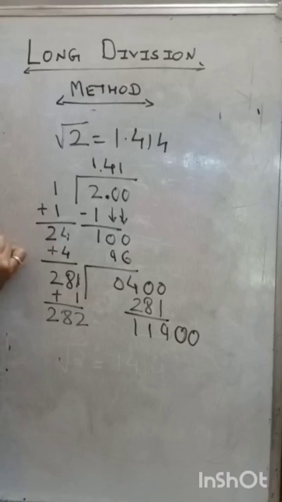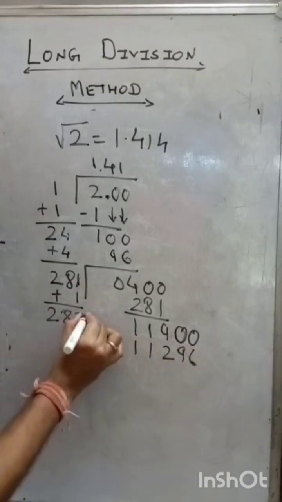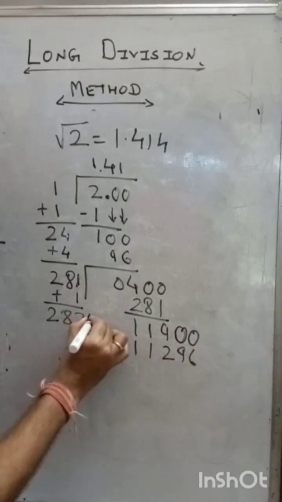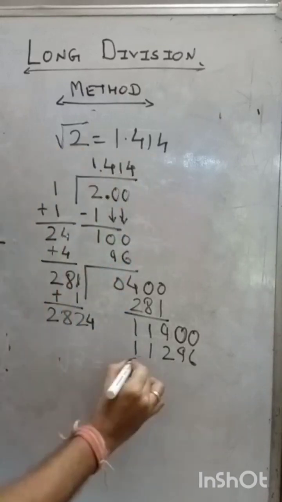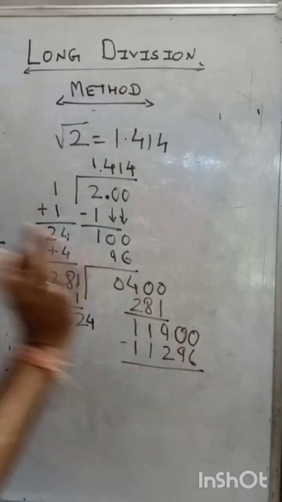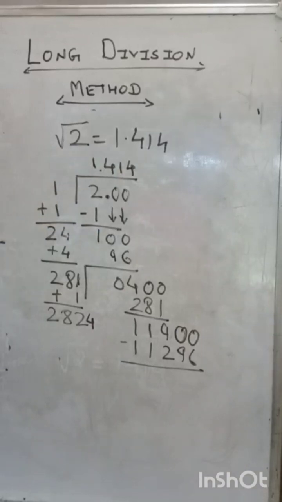2824 into 4 is 4 fours are 16, 129, then 1 carry 2 and 4 twos are 8, 11296, when I put 4 at the unit place and 4 here. Now you can find out it is smaller than 1190 and the value becomes visible to you. 1.414 is the value of root 2.